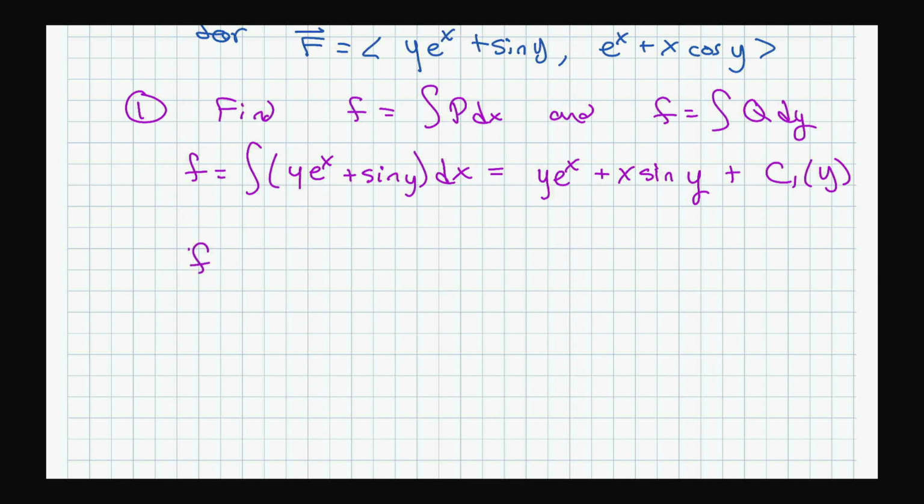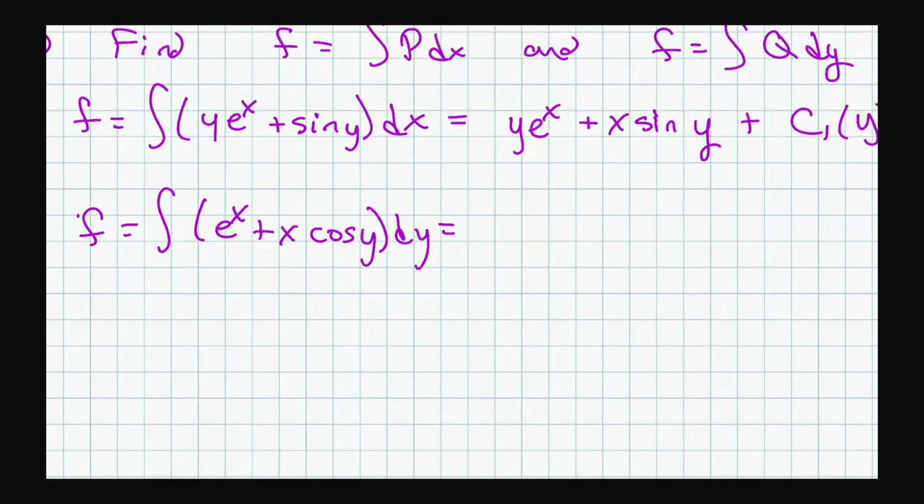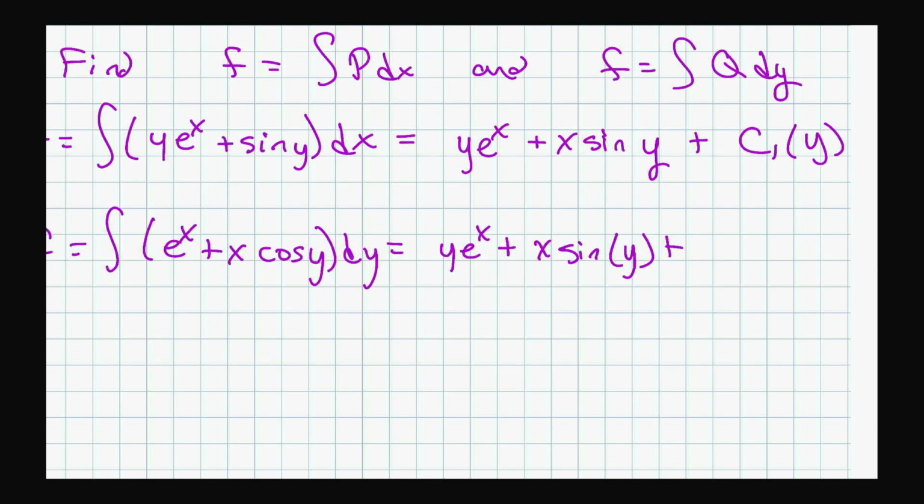So we want the f is going to be the integral of e to the x plus x cosine y dy. So now we're integrating with respect to y. So the integral of e to the x dy is y e to the x. The integral of x cosine y with respect to y, well, the antiderivative of cosine y is sine y. So this is x sine y plus a constant that is a function of x.